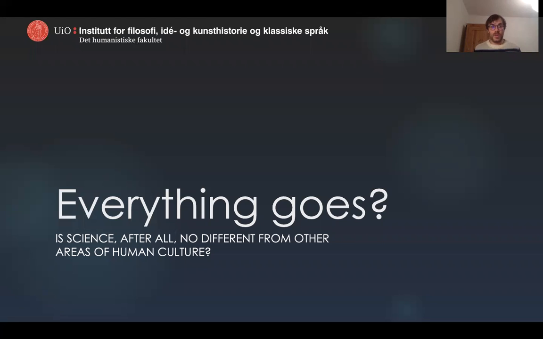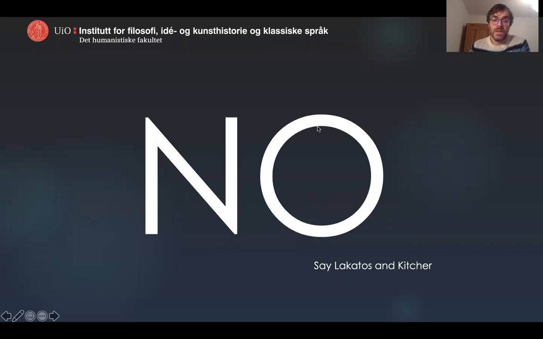All right, so now we come to the last part. It's been a bit difficult to find what distinguishes science from pseudoscience. None of the theories that seem initially plausible seem to work. So now we look at what Lakatos and Kitcher themselves say about this. They say, no, it's not like everything goes. We can still distinguish science from pseudoscience, but we need to take a different approach.